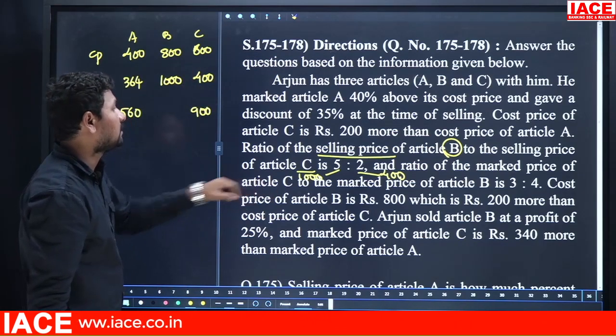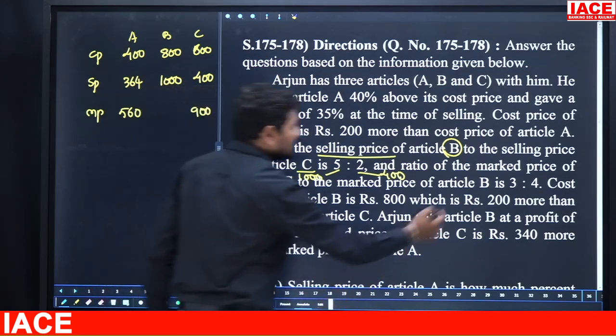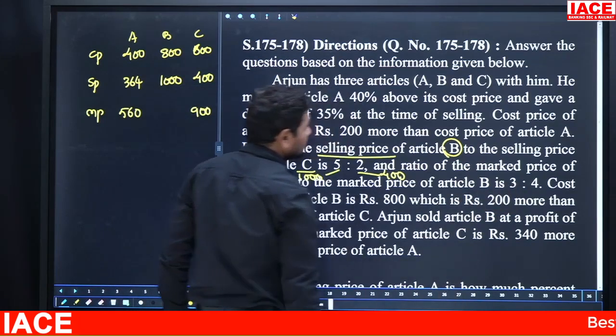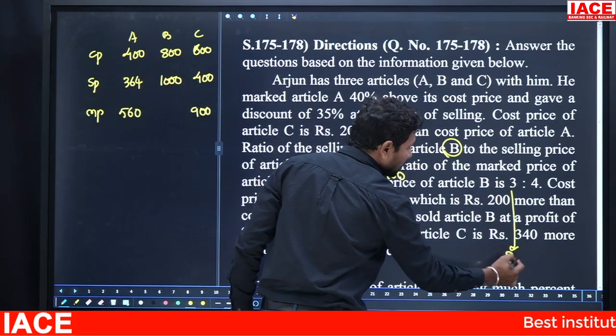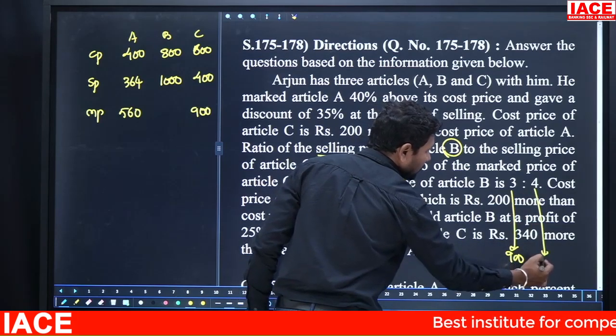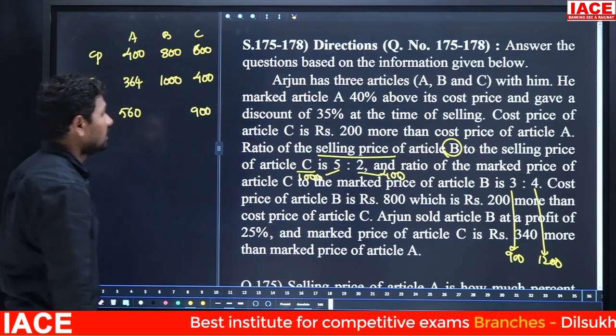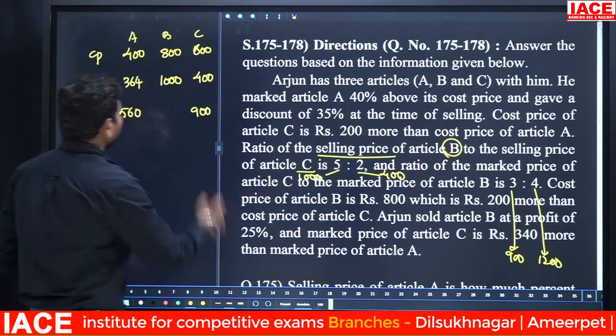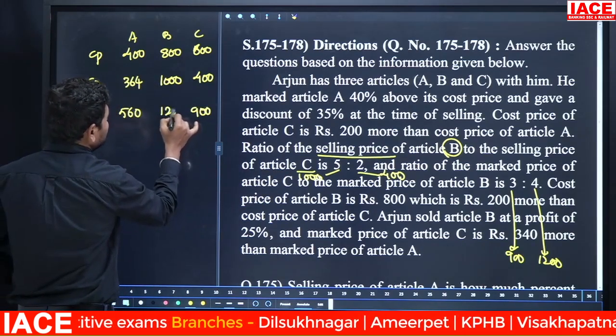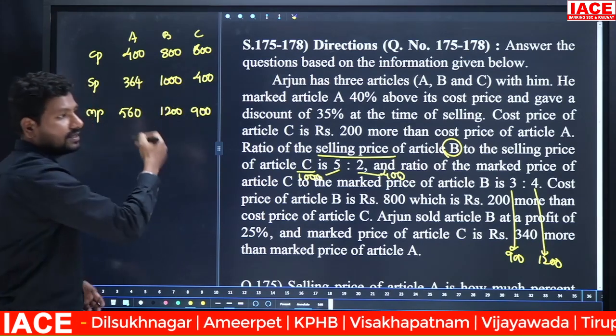As it is, we should write the market prices also. Market price is what? C value is 3 parts, B value is 4 parts. 3 parts is equal to 900, then 4 parts is equal to how many hundred? 1200. C to B: 3 parts is equal to 900, B value is 1200. Now you know the CP, SP, MP clearly.